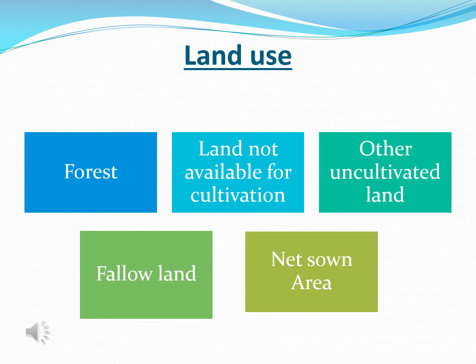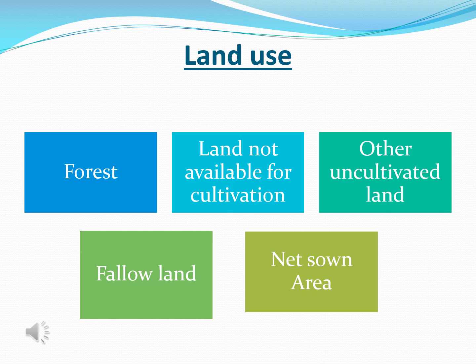Let us see how land resources have been utilized and for what purpose they are used in India. Land resources are used for the following purposes, as you are seeing on the screen. The first one is forest, the second is land not available for cultivation, the third is other uncultivated land, the fourth is fallow land, and the fifth is net sown area.